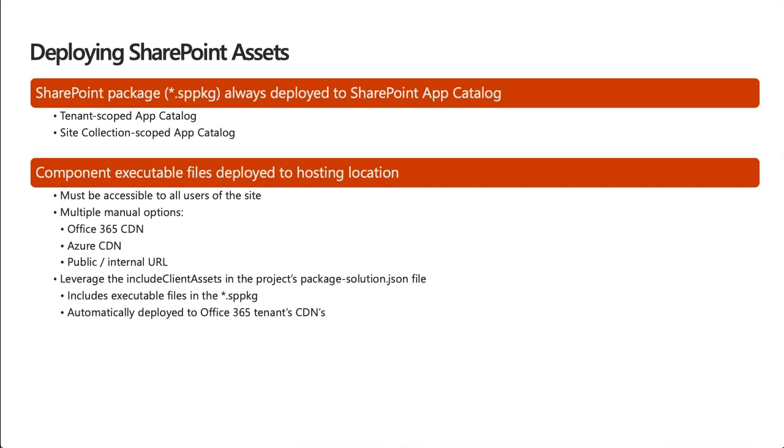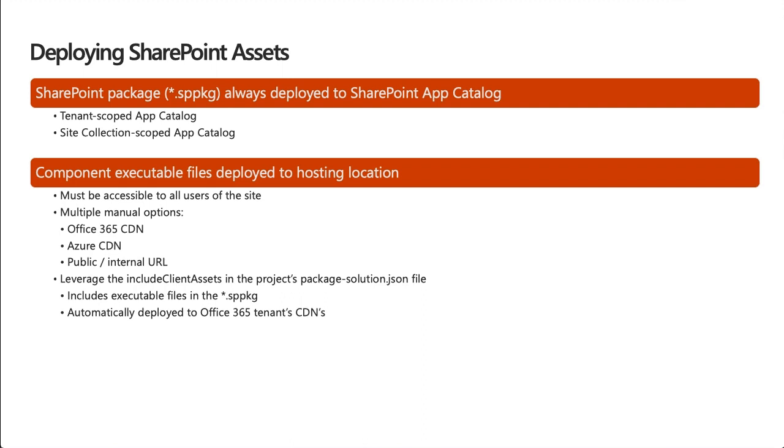Now, you can have a bunch of different manual options. We can have it go to an Office 365 CDN. We can deploy these to an Azure CDN or a public or an internal URL that everyone has access to. The other option that you have was introduced after the general availability milestone for the SharePoint Framework. It was included in the 1.4 release.